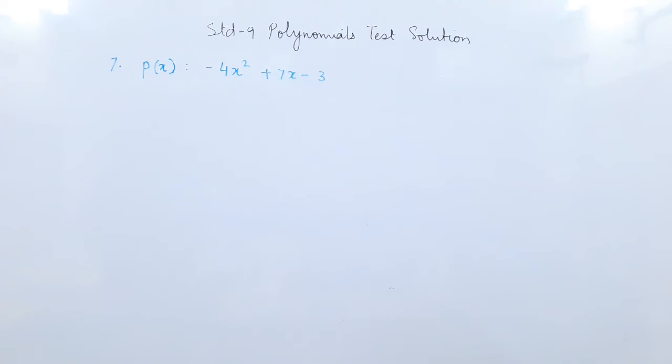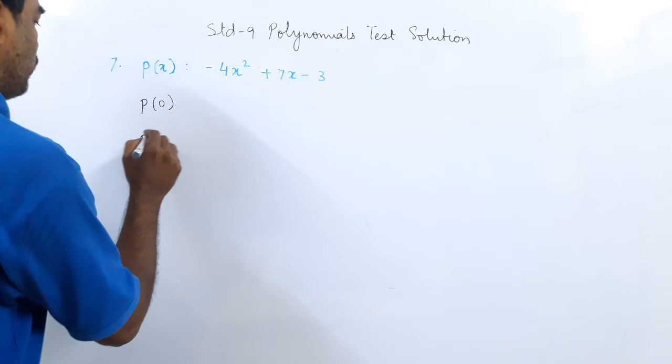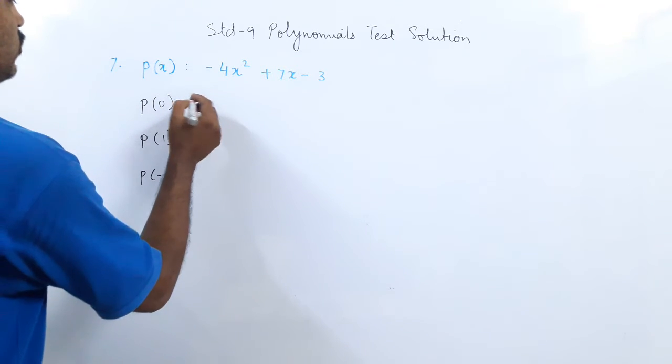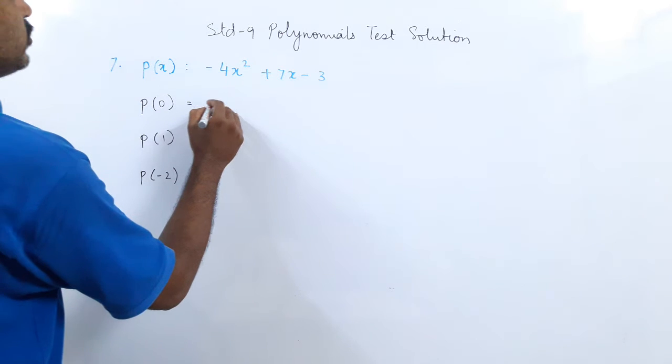The 7th sum is quite an easy sum. All you have to do is, the polynomial is given to you. You have to find p of 0, p of 1 and p of minus 2. Nothing else in the sum. 1 mark for each step. Okay? So p of 0 means you have to put x equal to 0.